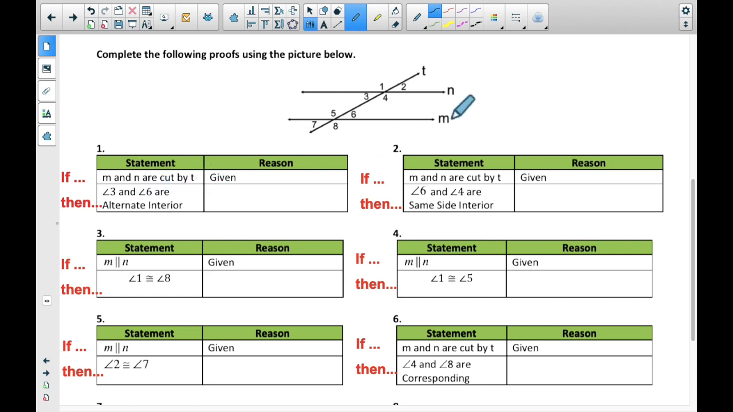If M and N, here's M and N, are cut by transversal T, then angle 3 and angle 6 are alternate interior. And that is the definition of alternate interior angles. And we can abbreviate. If M is parallel to N, then angle 1 is congruent to angle 8. If we look at angle 1 and 8, those are alternate exterior angles. Two and 7, 2 and 7 are alternate exterior also.